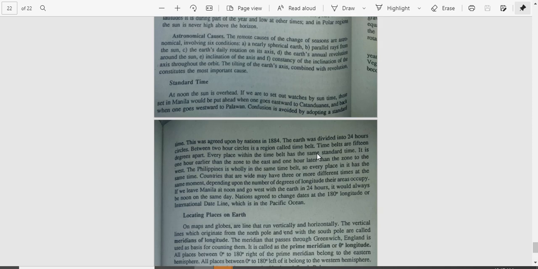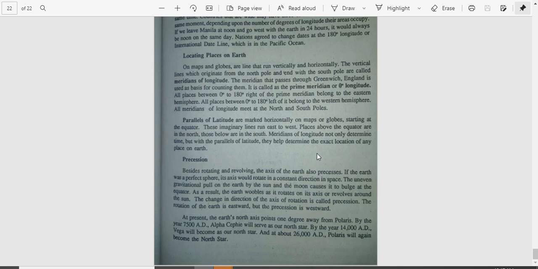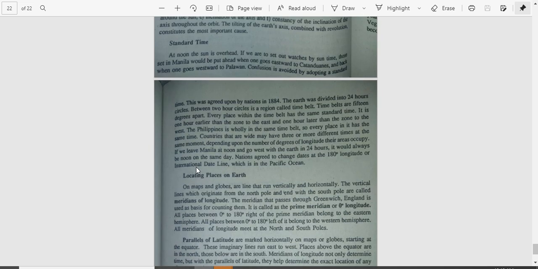Next is the standard time on our Earth. Then you have your locating places and precision. Okay, in standard time, at noon the sun is overhead, so we are to set our watches by the sun time. Those set in Manila would be put ahead when one goes eastward to Catanduanes and backward when one goes westward to Palawan.